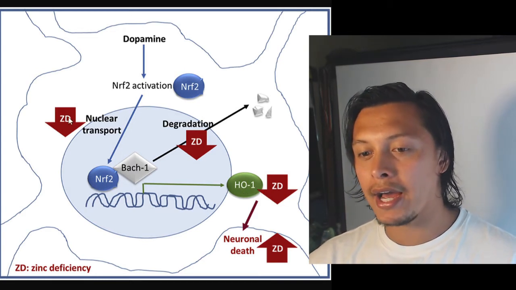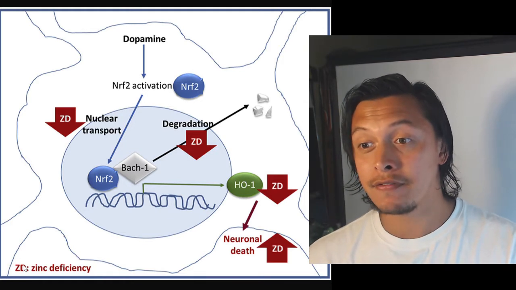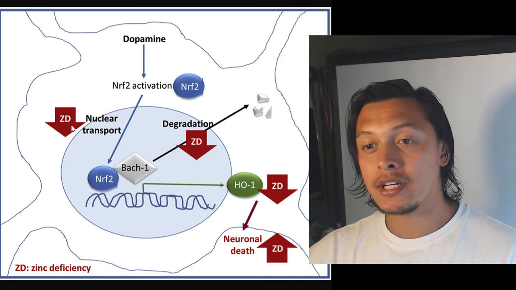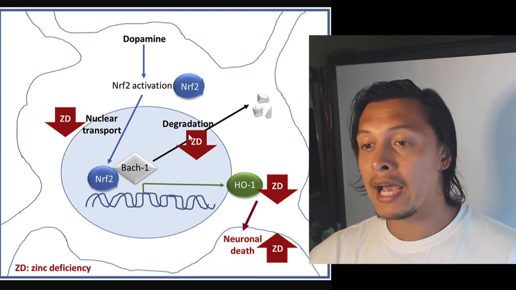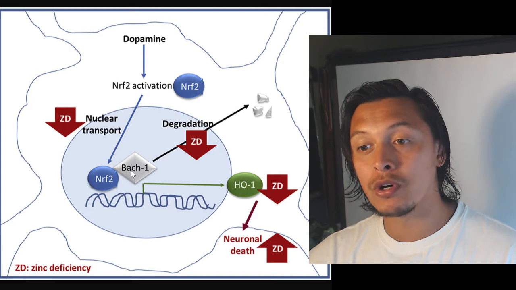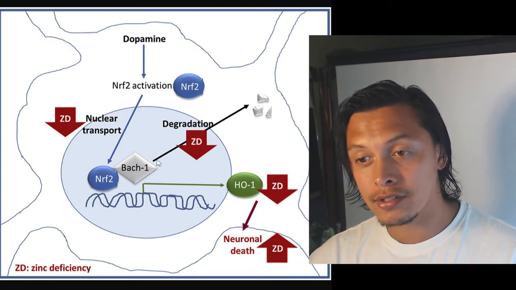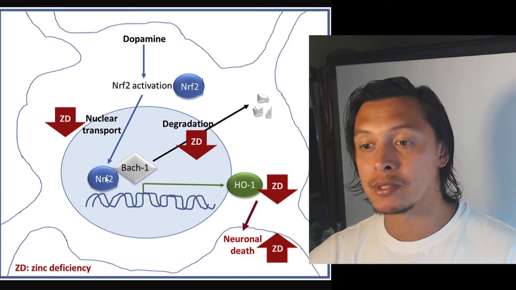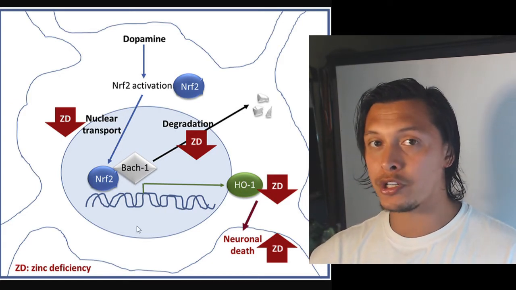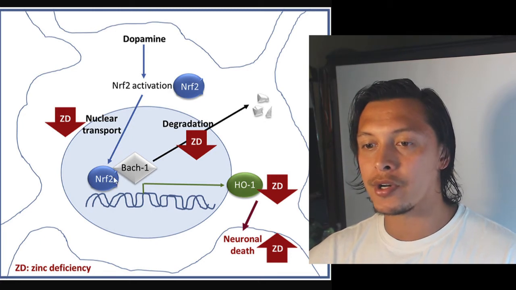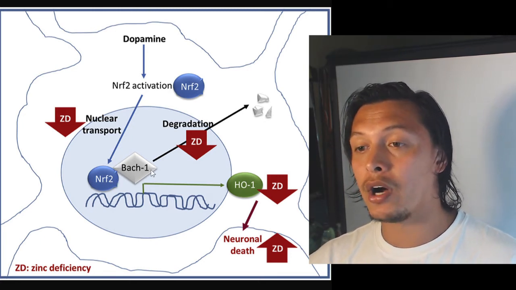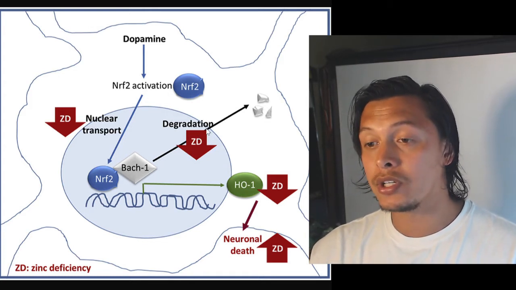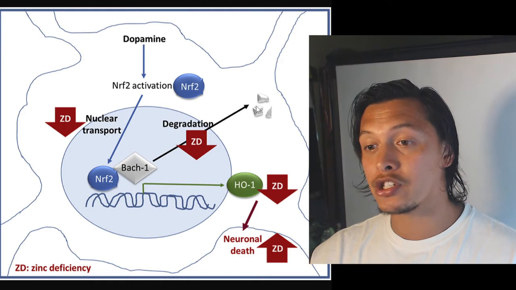But when you have zinc deficiency, this nuclear transport gets downregulated. When you have zinc deficiency, this BACH1, which prevents expression, and BACH1 apparently is also interacting directly with NRF2. So I might have misspoken saying that it interacts with the DNA, which it probably does as well, but apparently it's also interacting with NRF2. So BACH1, when there's zinc deficiency, the degradation also gets downregulated.